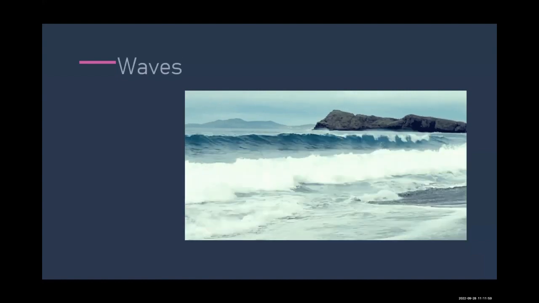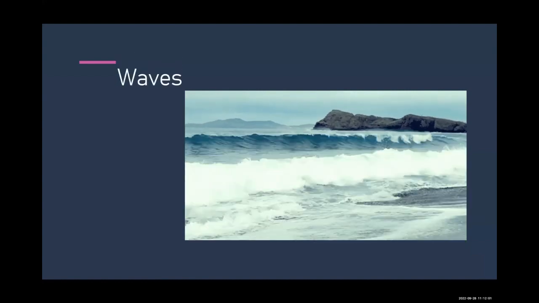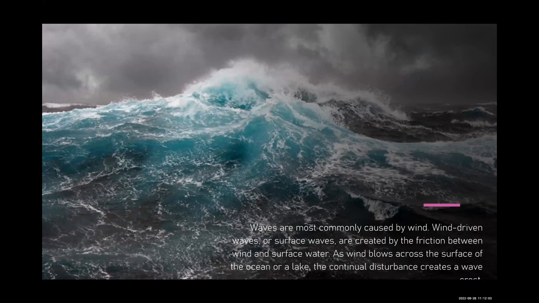So let's talk about waves for a minute. Waves are most commonly caused by wind. Wind-driven waves or surface waves are created by the friction between wind and surface water. As wind blows across the surface of an ocean or a lake, the continual disturbance creates a wave crest. That says crest, although it's just barely out of the screen for you. So as the wind blows, it will push the water all in one direction, and it will create a wave crest.